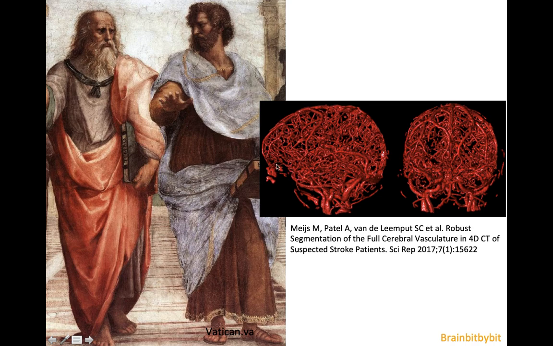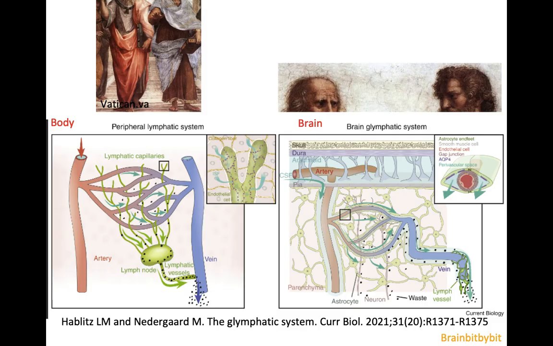And Aristotle thought that this dense vascular network of the brain was meant to cool the blood, and he thought that all cognitive functions were located in the heart. So when you look at the arteries and veins in the body compared to the arteries and veins in the brain, they have been formed differently.